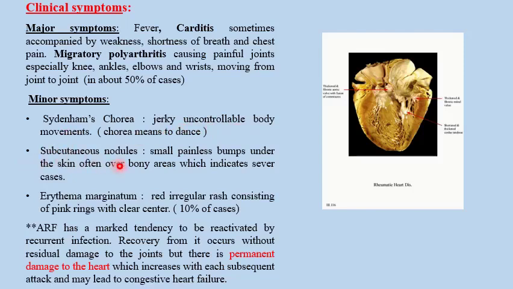Number 2, subcutaneous nodules. These are small painless bumps that appear under the skin, often over bony areas. This indicates severe cases, meaning it doesn't always occur. Minor symptoms don't always occur. Subcutaneous nodules occur only in severe cases. And we'll see pictures for all these things.